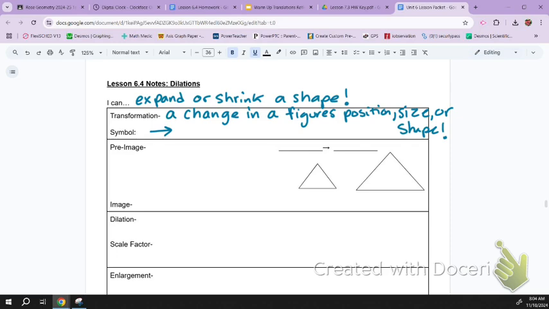Okay? So if we have triangle ABC, and I need to translate it, you'll see A prime, B prime, C prime. And I know some of us have not been labeling, so please label with the new primes. Okay? Doing good? Image is the first one. So in this, my pre-image is ABC. My image is A prime, B prime, C prime. It's after the transformation.